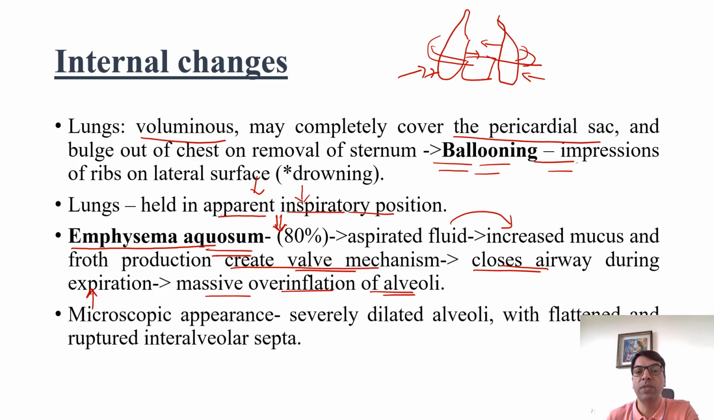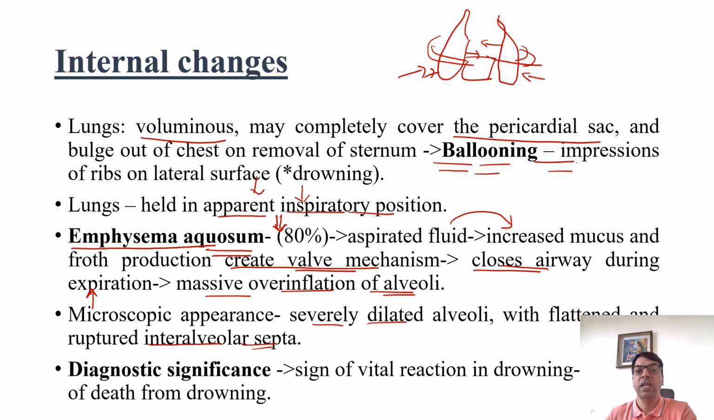On microscopy, we see severely dilated alveoli with flattened and ruptured interalveolar septa, and it has got diagnostic significance. On microscopy, if we are finding this along with the froth, it has got diagnostic significance because it is a sign of vital reaction in drowning. It is a very important sign of vital reaction in drowning. Hence, it is at times diagnostic of drowning, and the individual was alive at the time of death.